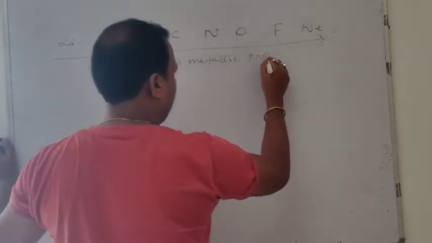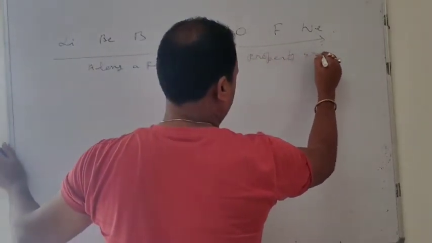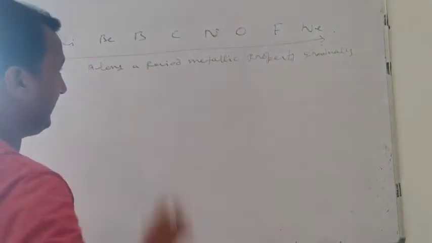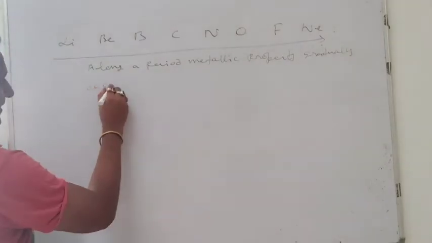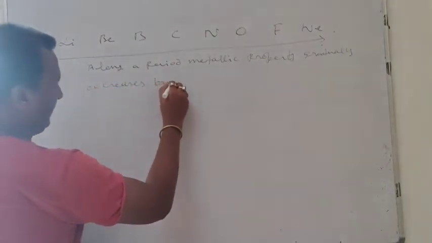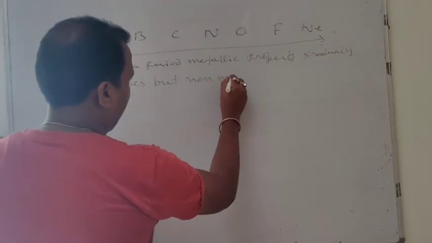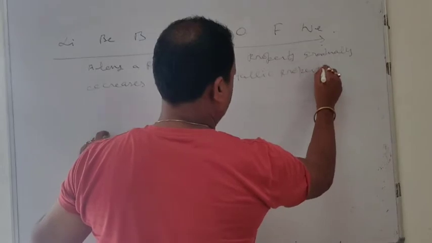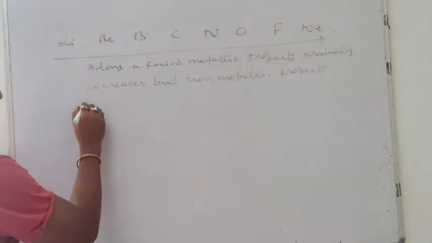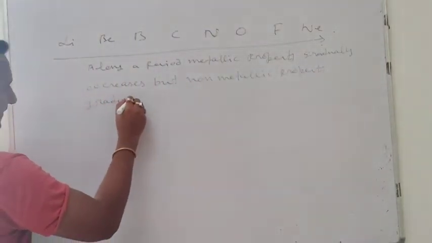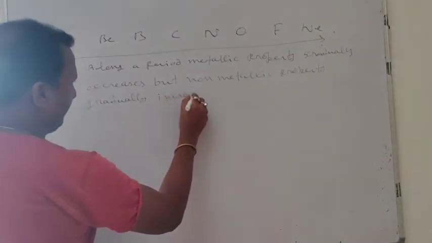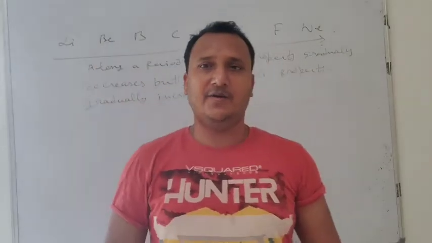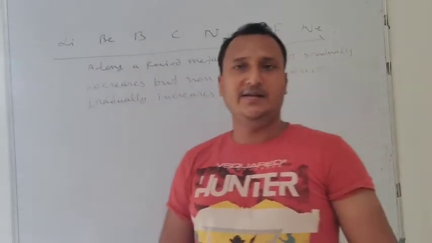Metallic property gradually decreases along a period, but non-metallic property gradually increases. Metallic property gradually decreases and non-metallic property gradually increases.